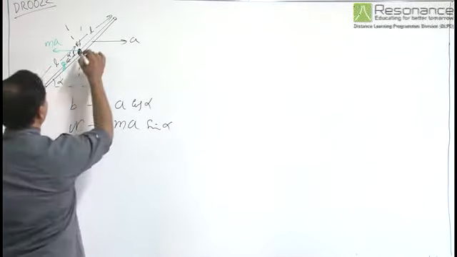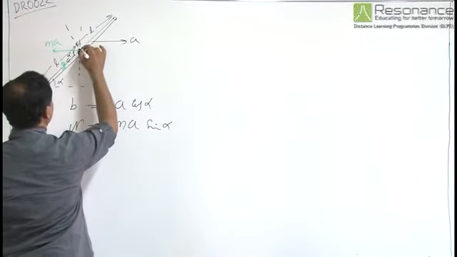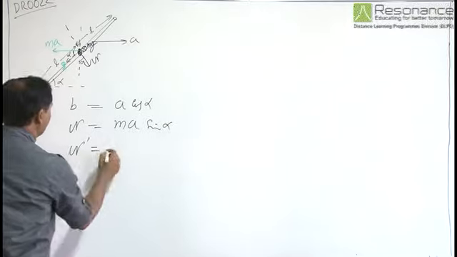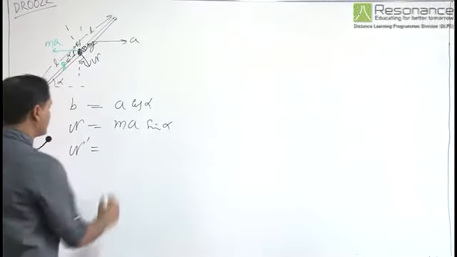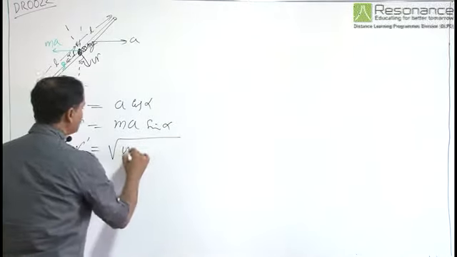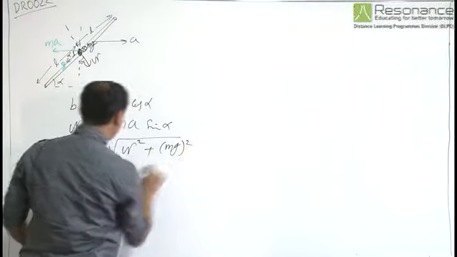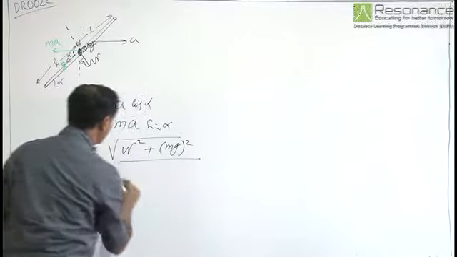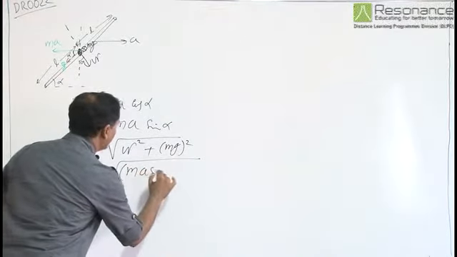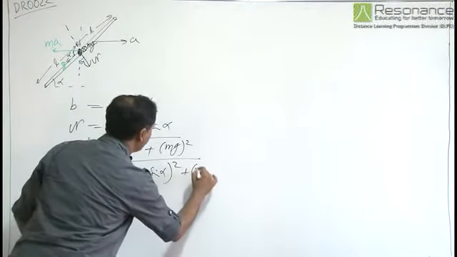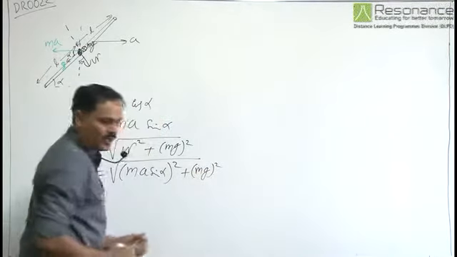Apart from it, in the vertically downward direction, there is one more force, mg, acting. So the net reaction by the rod is under root of N squared plus (mg) squared, that is equal to under root of (ma sin alpha) squared plus (mg) squared.